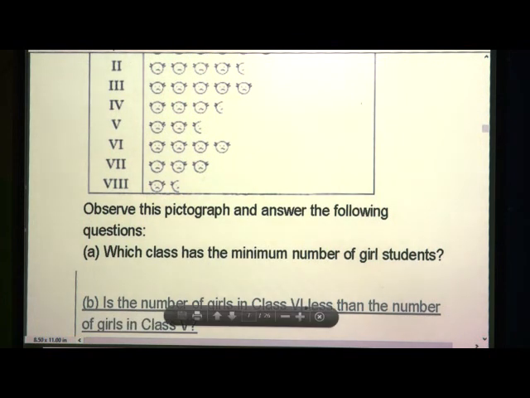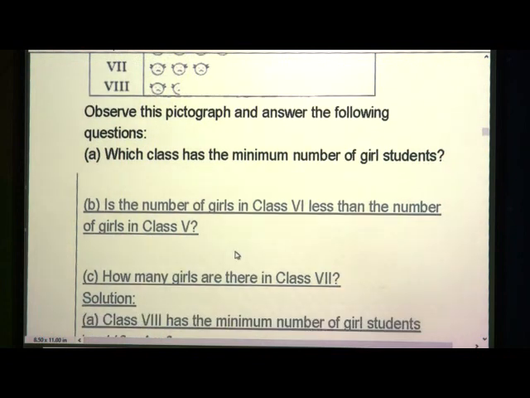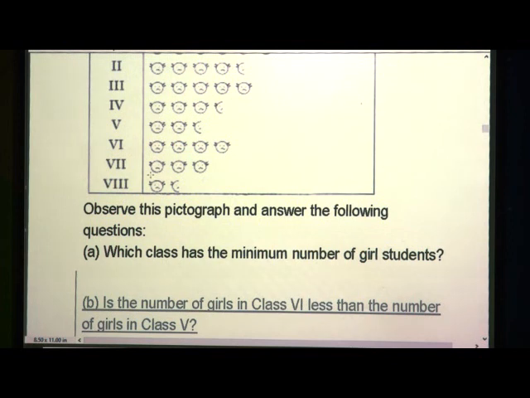Is the number of girls in class 6 less than the number of girls in class 5? No, the number of girls in class 6 is more than class 5 girls. How many girls are there in class 7? In class 7 how many girls do we have? 1, 2, 3, 3 4s are 12. So, in class 7 we have 12 girls.